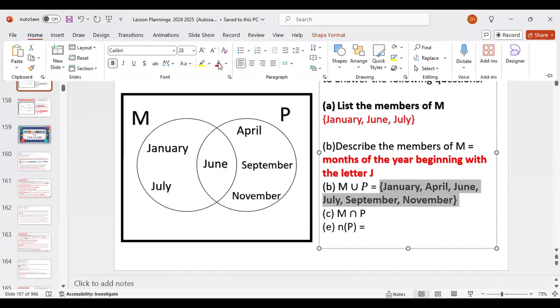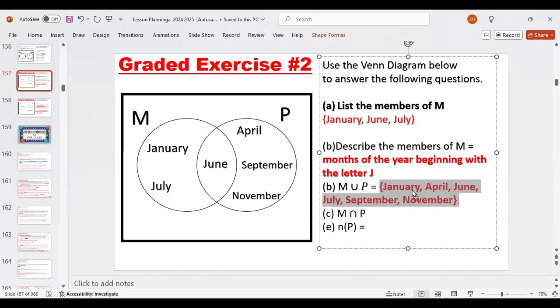All right. Do we understand this? How we got the union? Do you all understand? Yes, sir. I only have one person. The rest of you, do you all understand how we got the union? Yes, sir. Good. Next. Intersection is going to be what? June. The rest of you all, do you understand that June is the intersection? Yes, sir. Very good. So it's June.